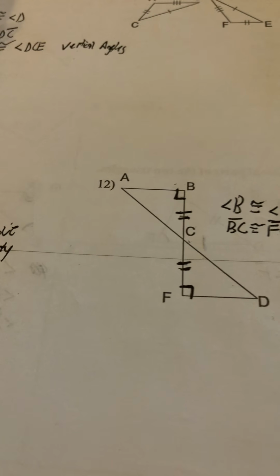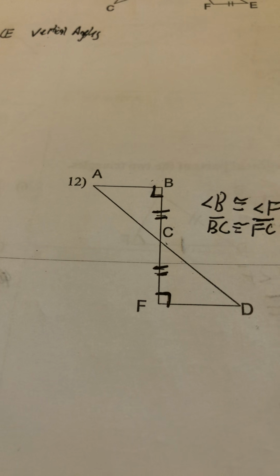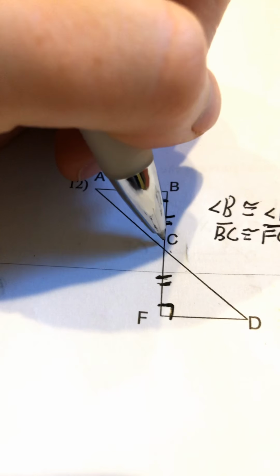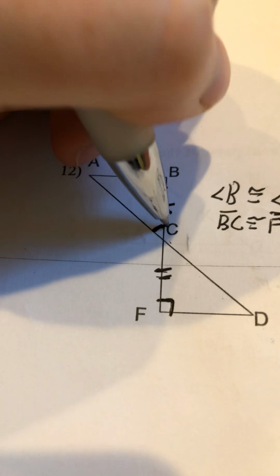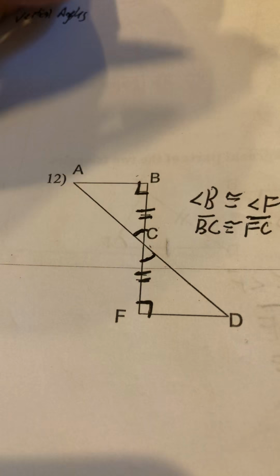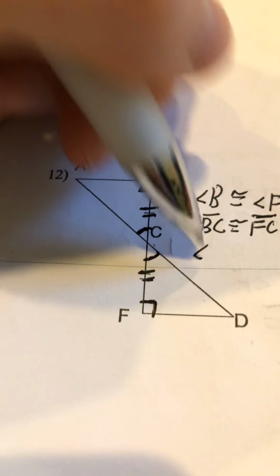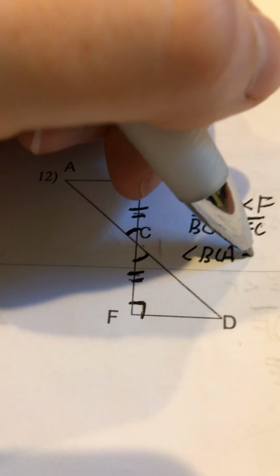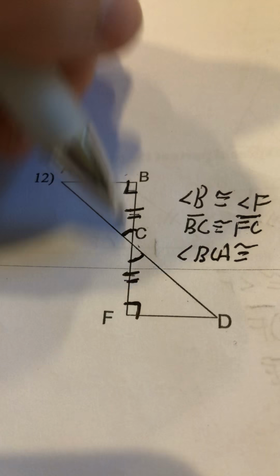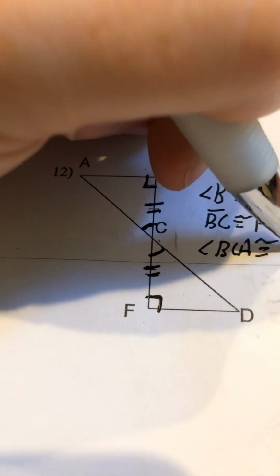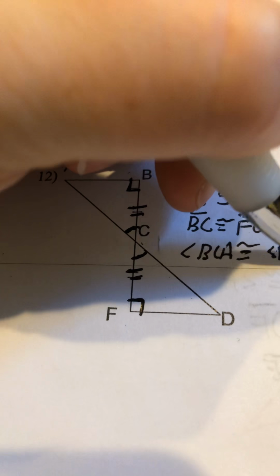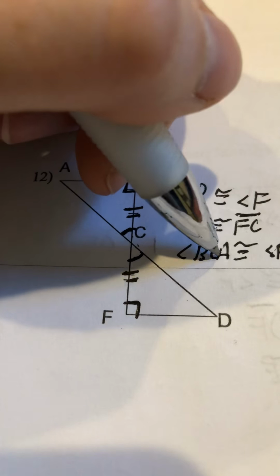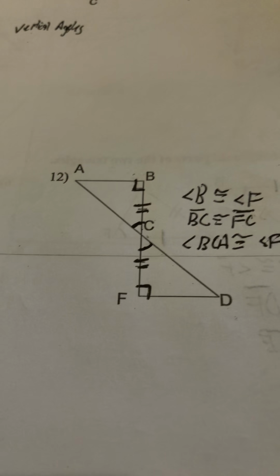Okay, any hidden parts here? Why, yes, there is. We got another set of vertical angles. So I'm gonna mark that in, and I'll name this angle BCA, and this one FCD. Always vertex in the middle. Okay.